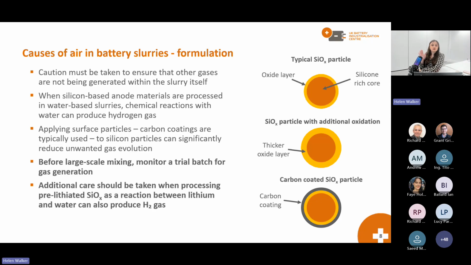We don't just do this for a small period of time during mixing either. We will take a trial batch and we will monitor it for up to a week afterwards, because we want to make sure that if we've left some slurry on agitation overnight, say, there are no concerns there. Another thing to remark is that if you're processing pre-lithiated SiOx, there is also another potential reaction that can take place between the lithium and water to produce hydrogen gas. So it's very important that we do that due diligence before we do any large-scale mixing.